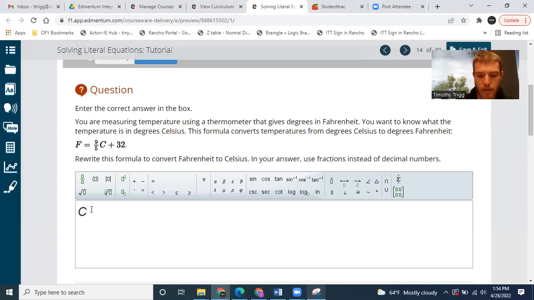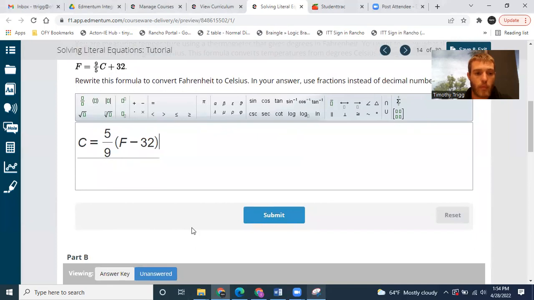You want to use capital C here, because they use capital C for Celsius. So again, that was 5/9. When you're using this equation editor, over here on the left, there's this fraction. So we want to use 5/9, parentheses, F minus 32. Okay.